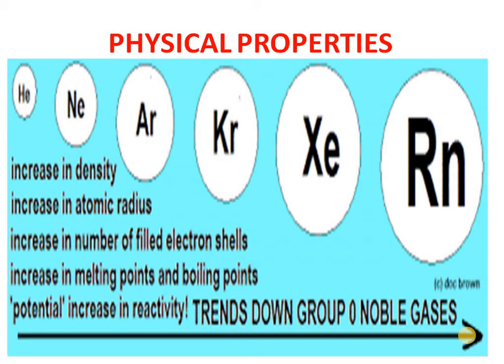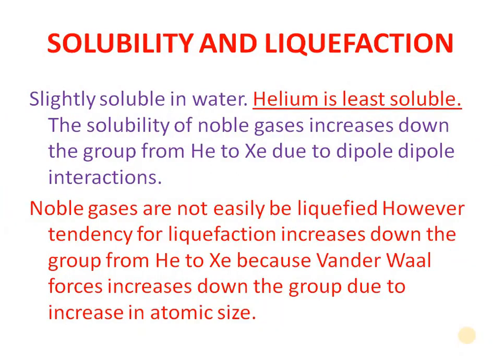The density is increasing down the group. Atomic radius is increasing, particularly van der Waals radius. Increase in the number of filled shells, yes. Melting point, boiling point increases. Potential increase in reactivity, yes. Xenon is more reactive than helium. So this is about the general physical properties of group 18.